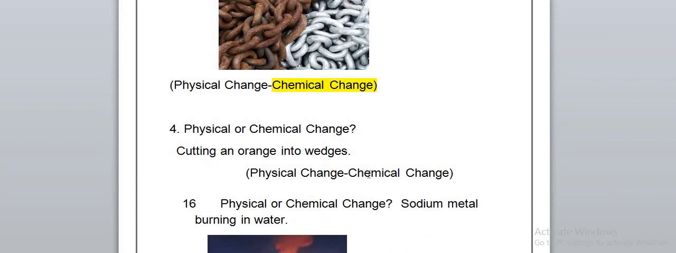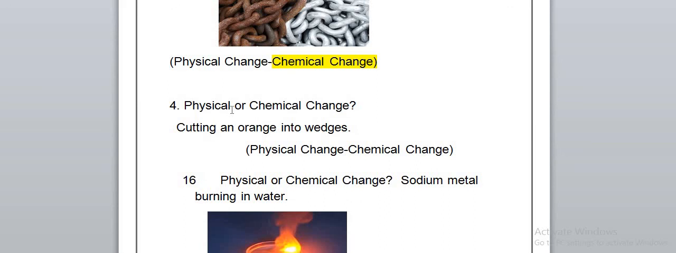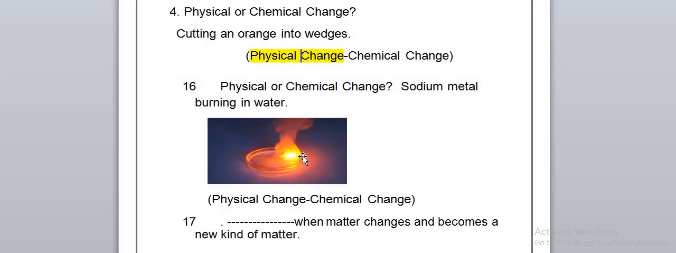Okay, let's move to the next. Physical or chemical changes? Cutting an orange into wedges, it will be physical because we are only changing the size of the orange, and it will be the same after cutting. Okay, sodium metal burning in water. Actually this will be a chemical change because after burning it will be totally transformed into another material.